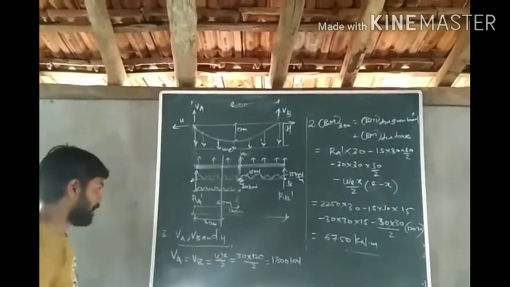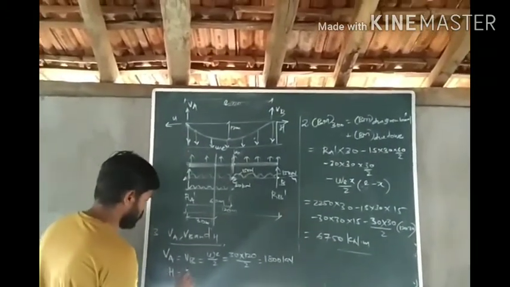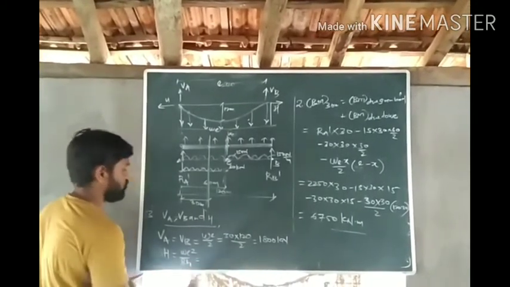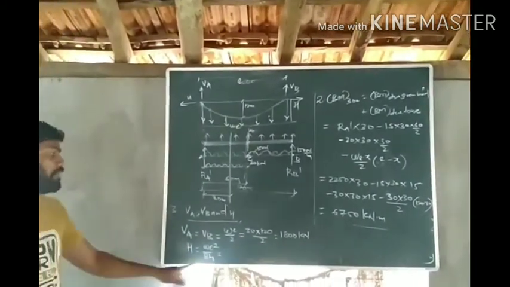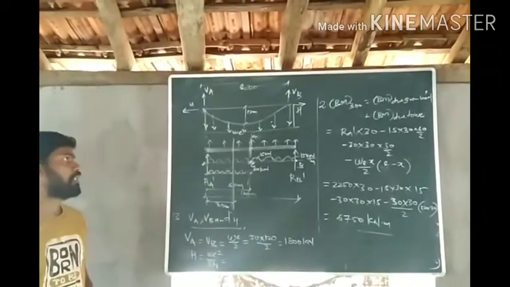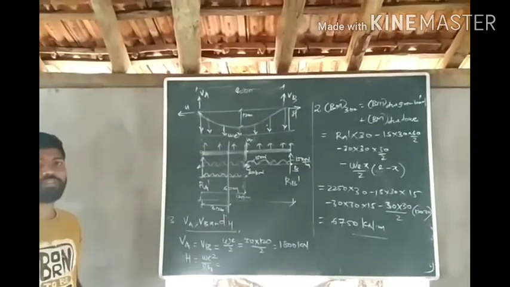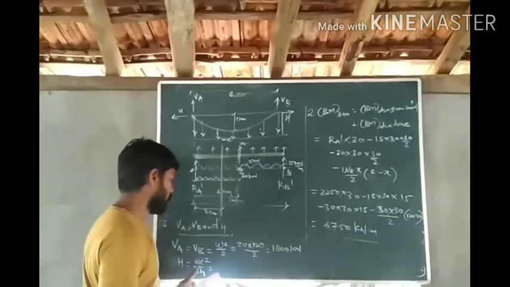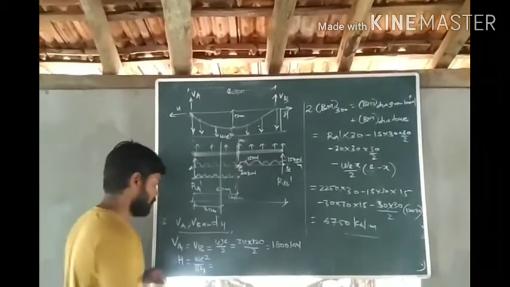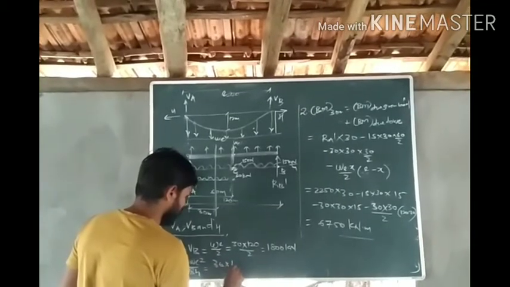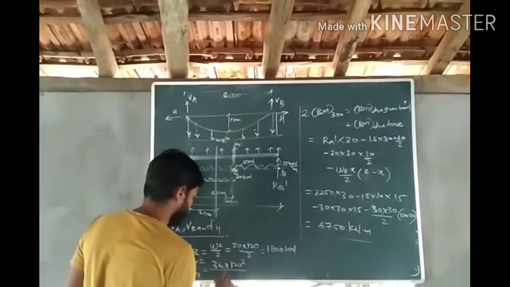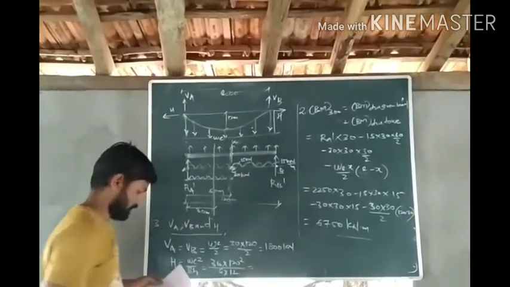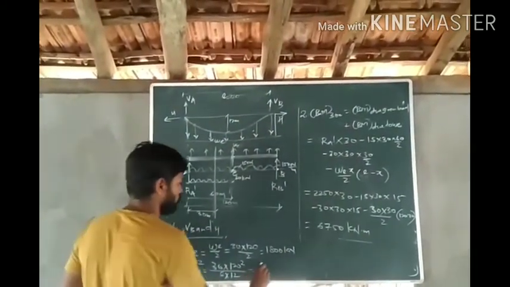Okay. Then what about H? H is WL square divided by 8h. This formula we have derived. If the UDL is there, then the horizontal thrust H in the suspension cable can be calculated by this formula, WL square divided by 8h. So W is 30, L is 120 square divided by 8, and h is your dip, that is 12 meter. So that is 4500.